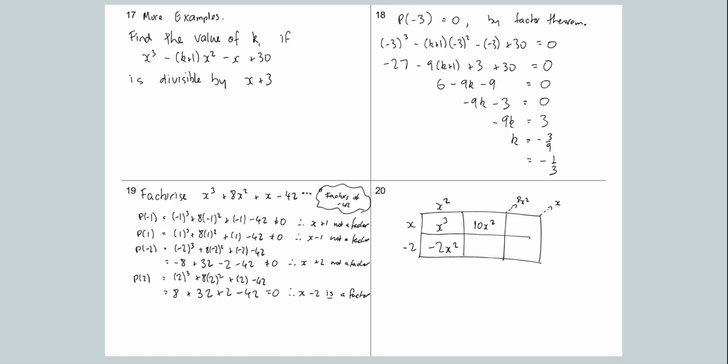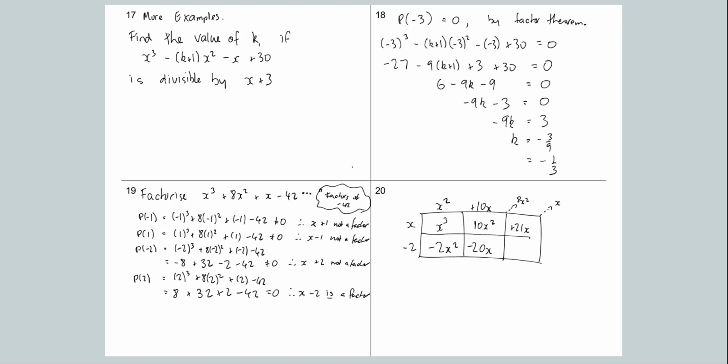Awesome. What do I need here? x times what equals 10x squared? Well, positive 10x. 10x times minus 2 is minus 20x. Okay, keep going. I'm looking for minus 20 plus what will give me x, and I'm going to have a 21x, aren't I? So positive 21x here. Big numbers, but we can do it.